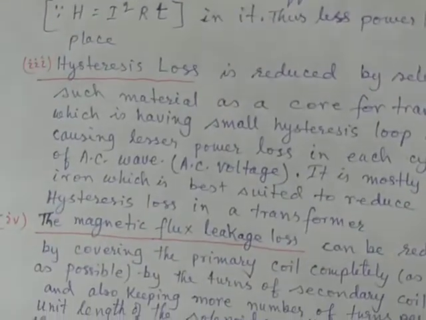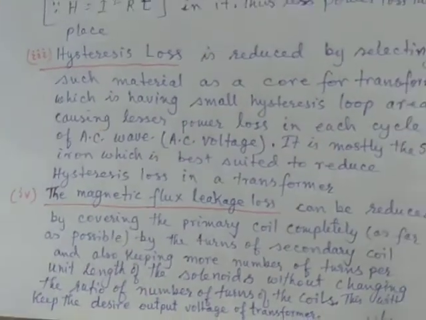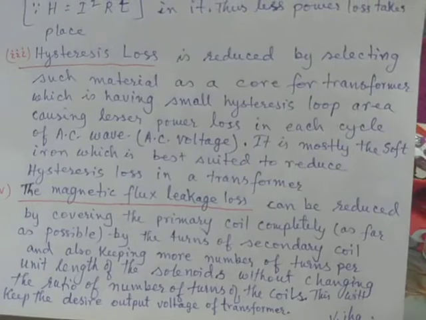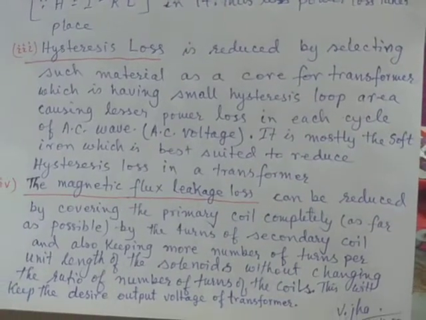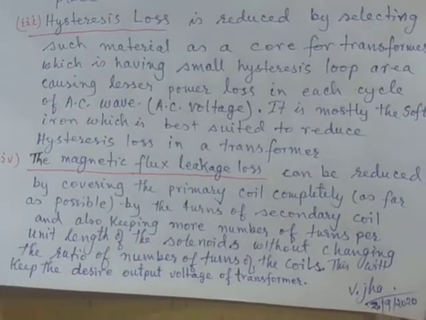Therefore the iron loss produced in the core material is reduced. Now yet another type of loss, the hysteresis loss, can be reduced by choosing such a material for which the hysteresis loop area is minimum, and that is usually soft iron.